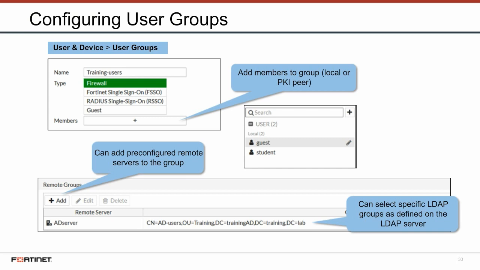User groups simplify your configuration if you want to treat specific users in the same way. For example, if you want to provide the entire training department with access to the same network resources. If you want to treat all users differently, you need to add all users to firewall policies separately.